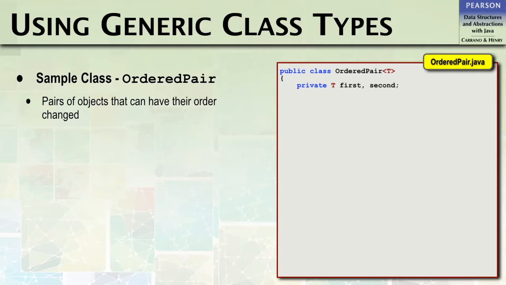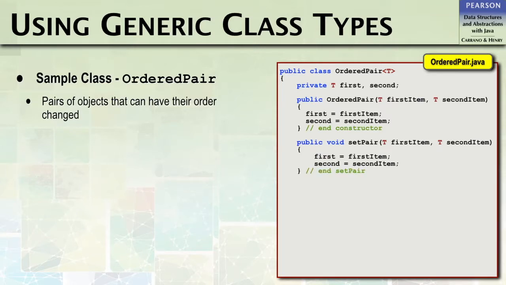So we have two data fields of type T, first and second. We have a method setPair that has two parameters of type T. It sets our first data field to be the value of the first parameter, and it sets our second data field to be the value of the second parameter. Then our method changeOrder changes the order of the two fields.